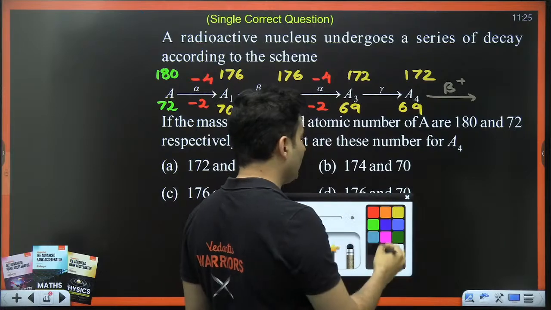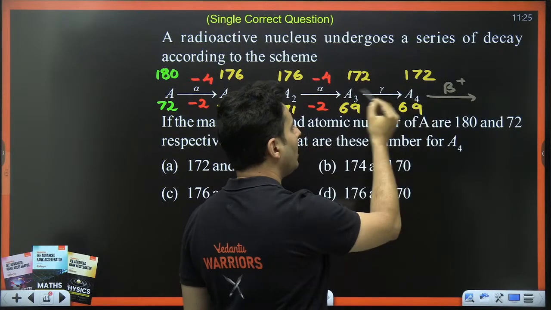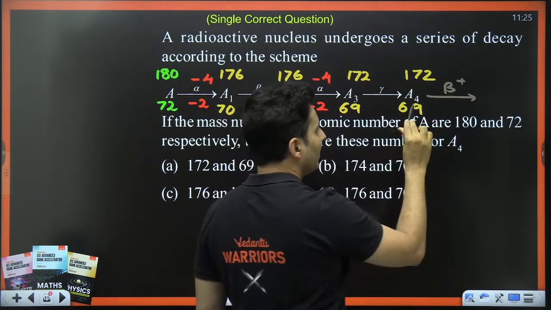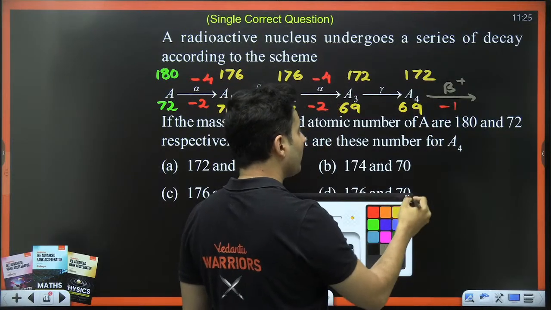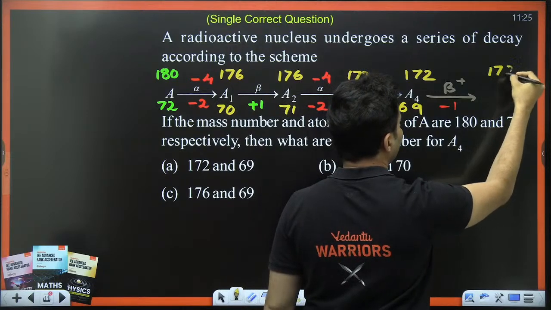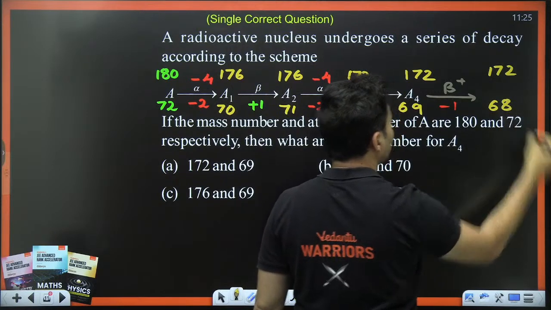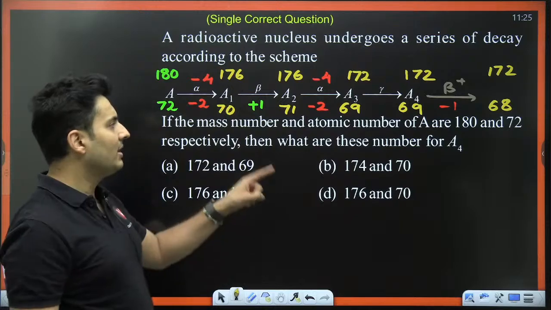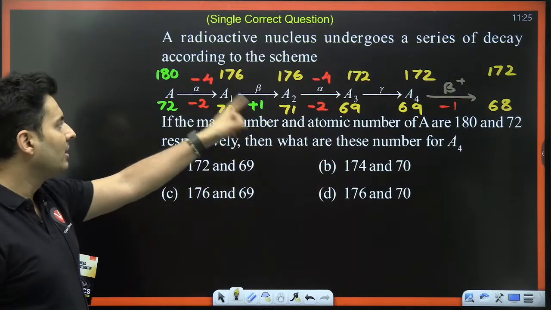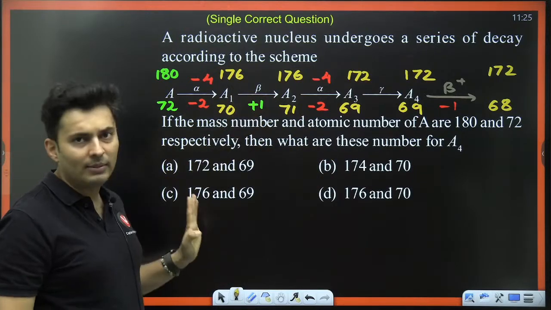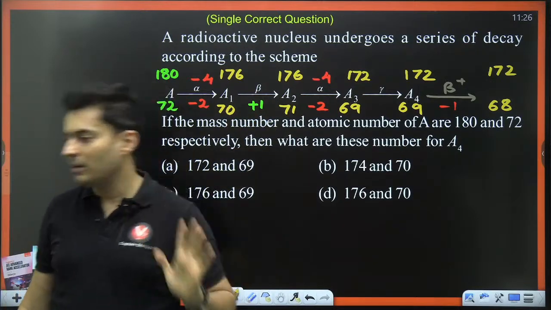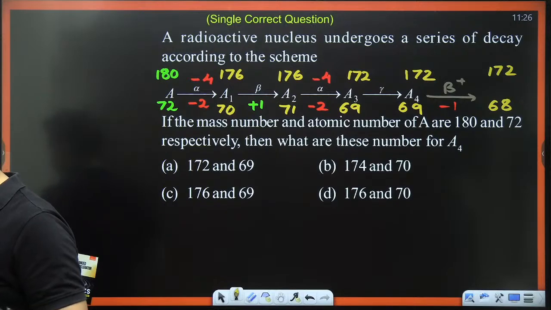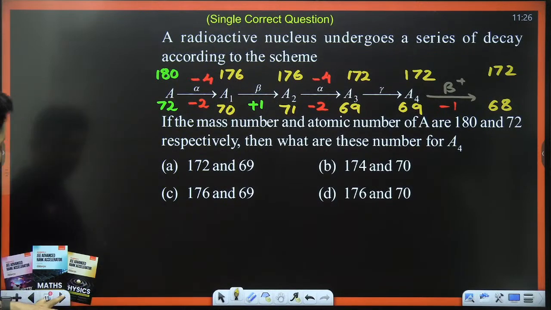If there was a beta plus particle, then it does not change the atomic mass number, but the atomic number reduces by 1. So this will be 172 and this will be 68. So beta plus reduces the atomic number by 1. Beta negative, which is your normal beta particle, increases the atomic number by 1. So that's something which you should keep in mind. Okay, everybody with me? Let's move ahead to the next question.